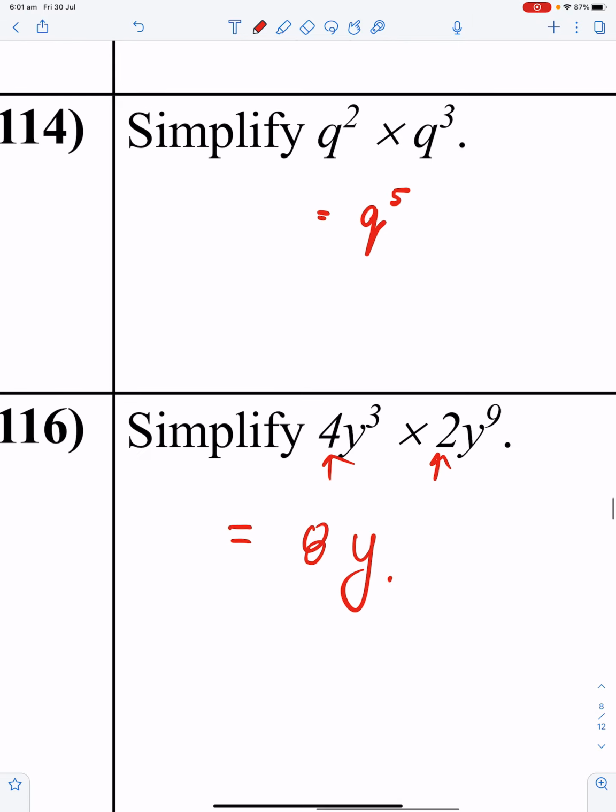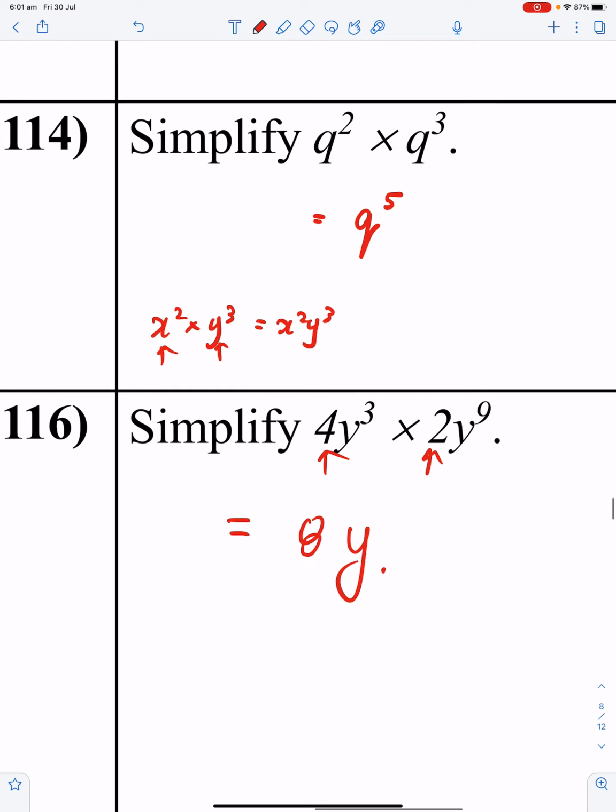And the only reason you're adding the powers, like in this one that we did, is because you've got the same base. That's called the base, and that's called the index. You've got the same pronumeral. If someone said to you x squared times y cubed, you wouldn't add the powers here because the bases are different, right? You can't do that. You just write x squared y cubed. That's all you would do there.